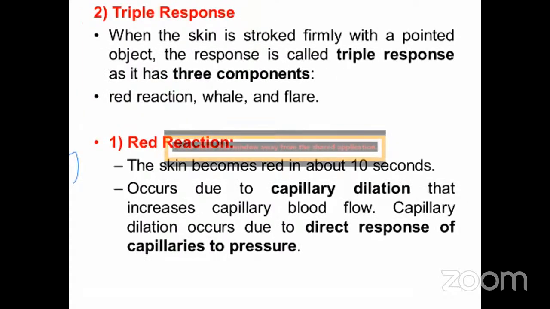Second is the triple response. When the skin is stroked with a pointed object, the response is called a triple response as it has three components. Why is it called a triple response? Because this response has three components: red reaction, wheal, and flare. Three types of reactions are there.